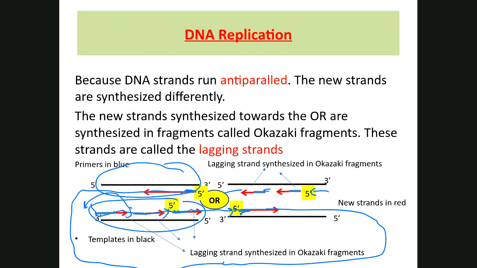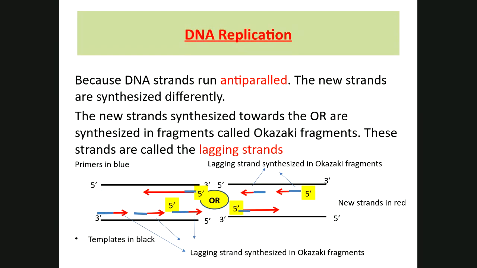So we have a lagging strand, we have a leading strand. And the reason why we have lagging strands and leading strands is because DNA polymerase can only proceed in one direction. So again, that's another complication. Also notice that when DNA is replicated, 4 DNA polymerases are going to be needed. 1 for each side, 2 for each side of the OR.